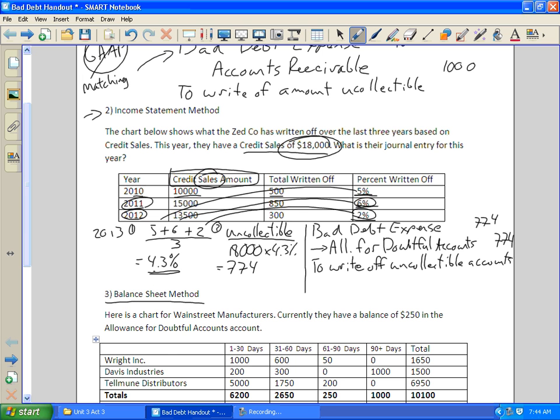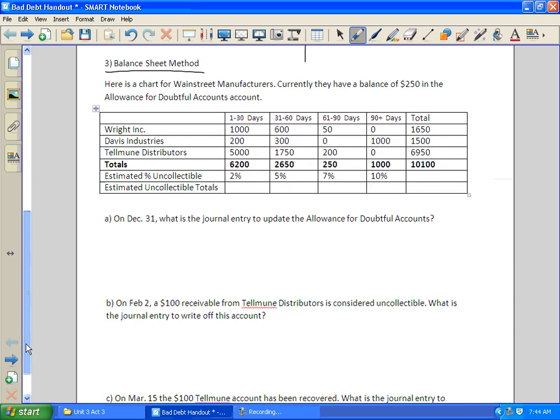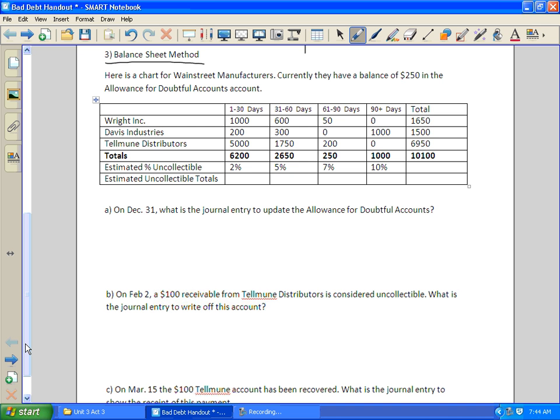So we'll move on now to the third and final one, the balance sheet method. We call it the balance sheet method because we actually look at accounts receivable accounts specifically. So Wright, Davis, Telmoon, all three of those are specific accounts receivable that the company is owed. So Wright owes them in total $1,650. 1,000 of which was owed within the last 30 days, 600 of which was owed within the last 2 months, 50 of which was owed between 2 and 3 months, and they don't owe anything over the last 3 months plus.